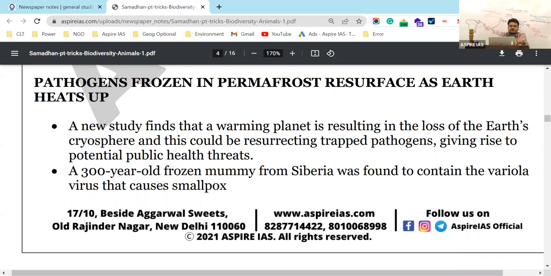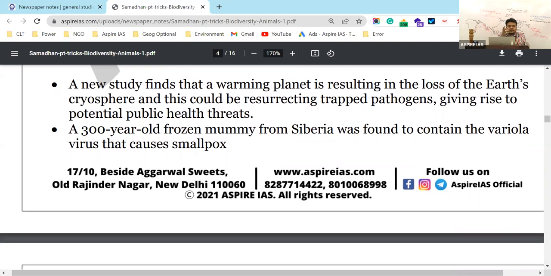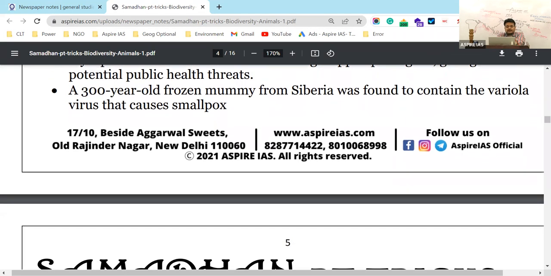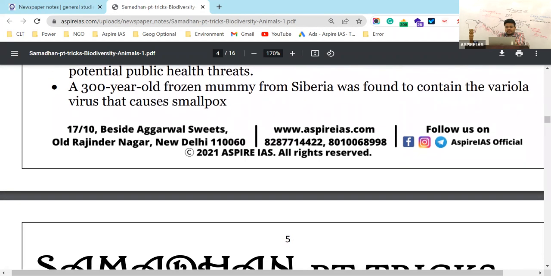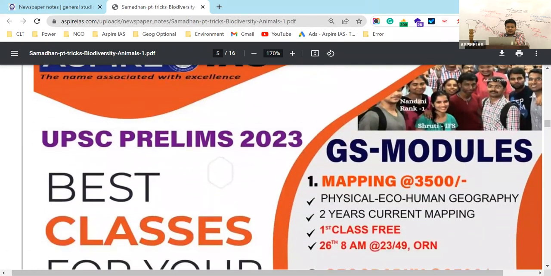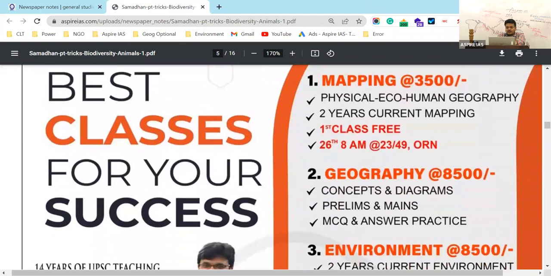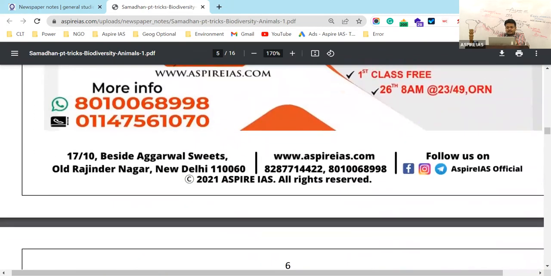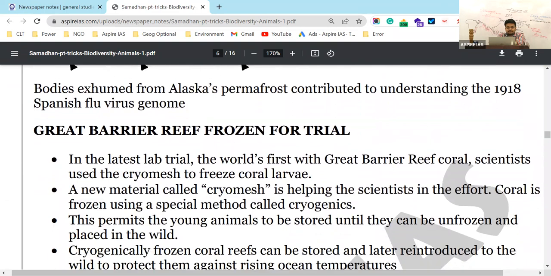So now we are only having around 50 days left and I want that you people concentrate hard on these lectures carefully. A new study finds that the warming planet is resulting in the loss of the Earth's cryosphere, and this could resurrect pathogens, giving rise to a potential public health threat. The 300-year-old frozen mummy from Siberia was found to contain the variola virus, PT examination, which is causing smallpox. Yaad rakhna, variola virus. Then this is our small voucher where we are providing all the important batches taken by me individually to help the students.